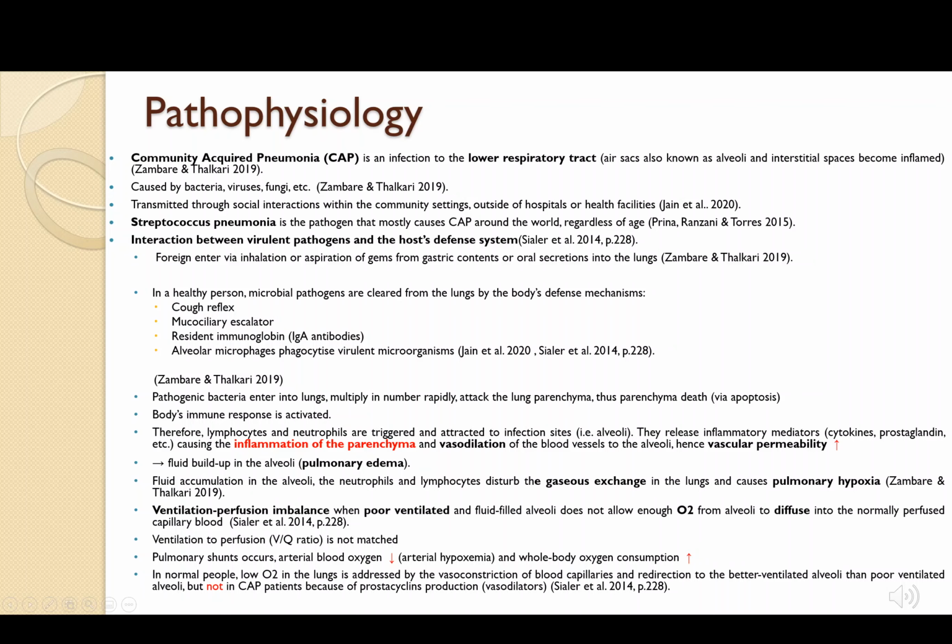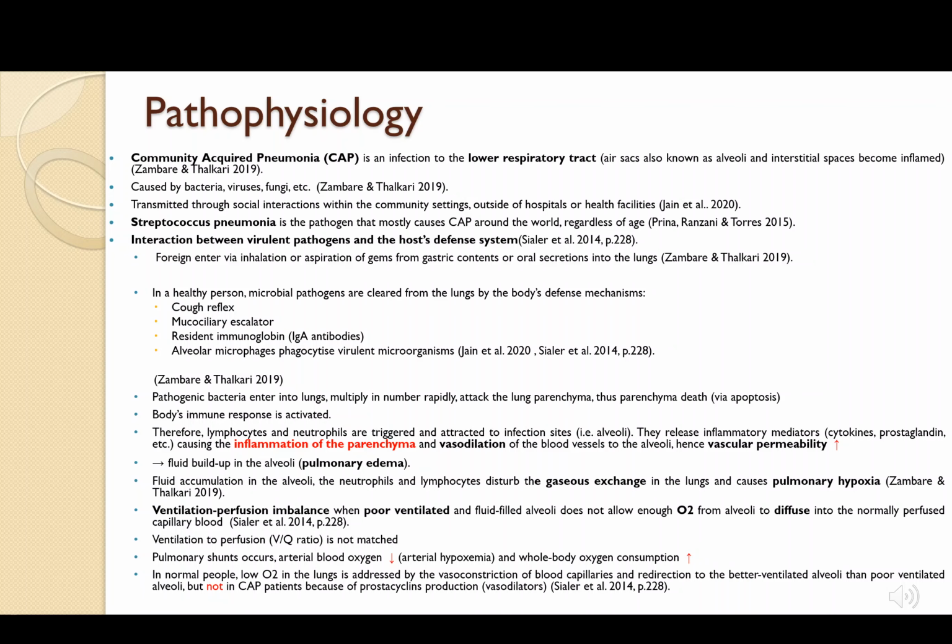First of all, we're going to talk about the pathophysiology of community-acquired pneumonia. Before we start that, we need to know what is community-acquired pneumonia. Community-acquired pneumonia is an infection of the lower respiratory tract that includes air sacs, also known as alveoli, and interstitial spaces, which become inflamed, caused by bacteria, viruses, fungi, etc.